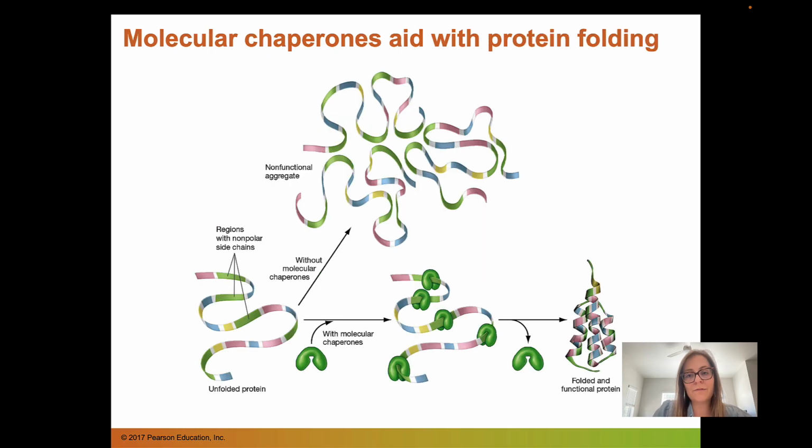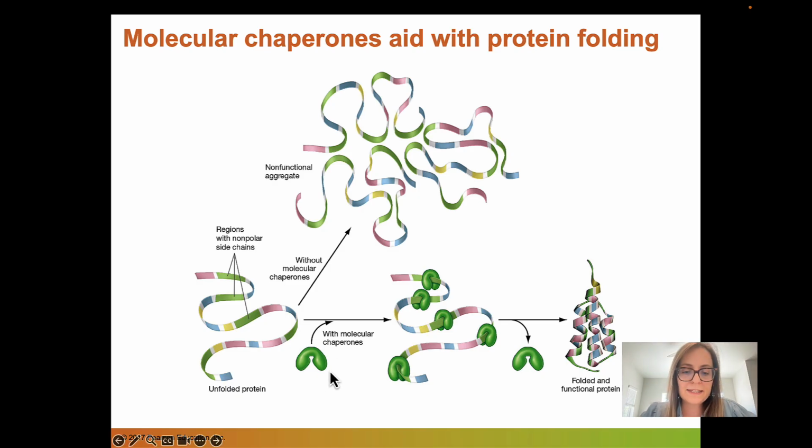Although some proteins can fold up spontaneously, they might not do so correctly. That's why molecular chaperones are really important to help with protein folding inside the cell. Here's an example of a protein where the different colors represent different amino acids. You might have a stretch of amino acids that are non-polar, and so they want to avoid interaction with water. If these were just made and left to interact with water, they might interact with multiple proteins at the same time to hide those hydrophobic stretches, and you'd get a non-functional aggregate.